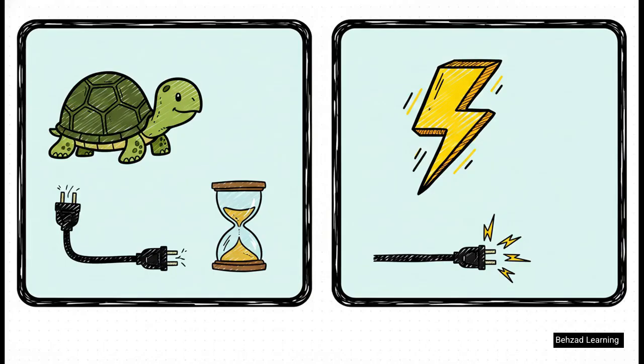Now, what's really interesting here is the evolution. The older version, the original spanning tree protocol, took about 50 seconds to react to a broken link. Why? Because it had to wait through these incredibly long listening and learning phases. In a modern corporate enterprise, 50 seconds of downtime is an absolute eternity.